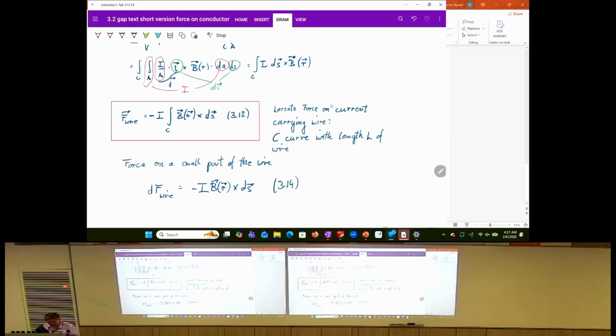So that, I think, is also quite intuitive, because we first saw that you have a Lorentz force that is acting on a moving charge in a B field. And if you have a wire, then you have to take all the charges which are in there into account.